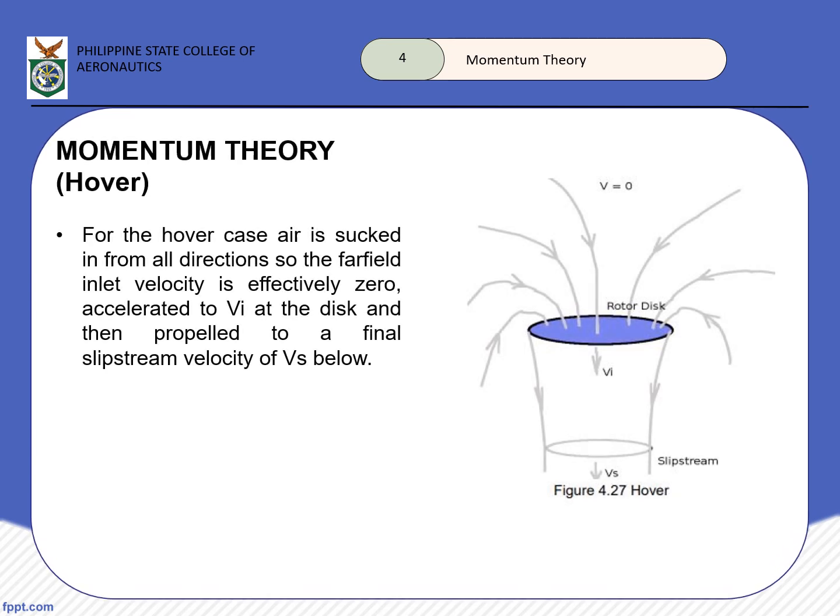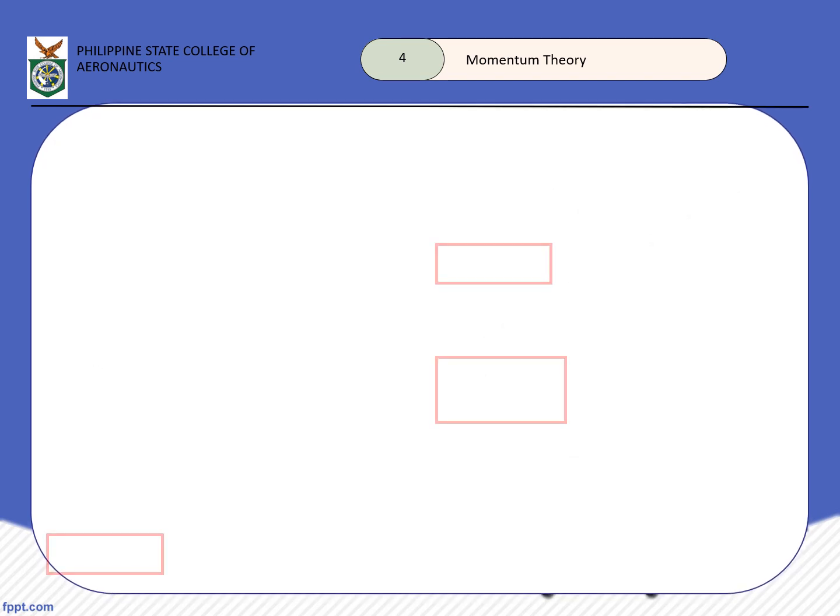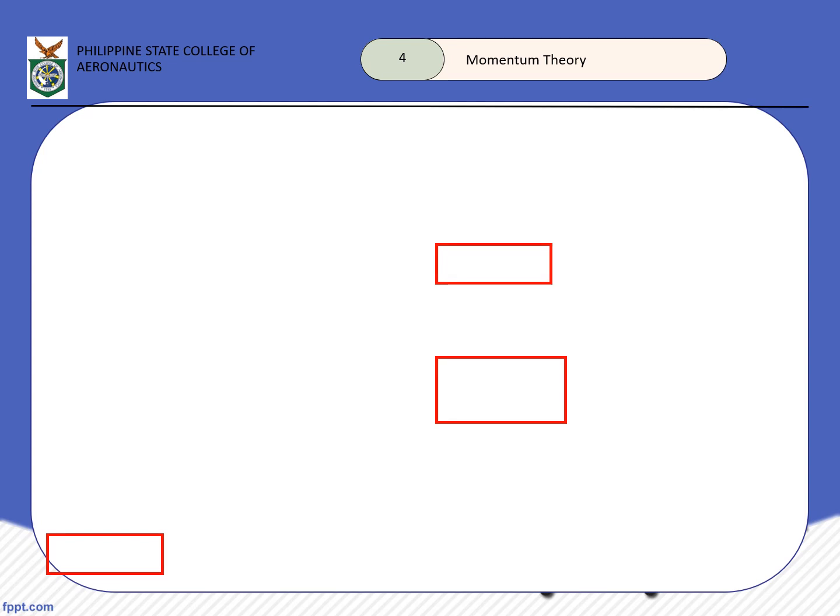We would be applying this to certain phases of flight. So, una is yung ating hover. For the hover case, air is sucked in from all directions so that the far-field inlet velocity is effectively zero. It is accelerated to VI at the disk and propelled to a final slipstream velocity of Vs below, as you may see in our photo. So ito yung pinaka-application na natin sa kanya.